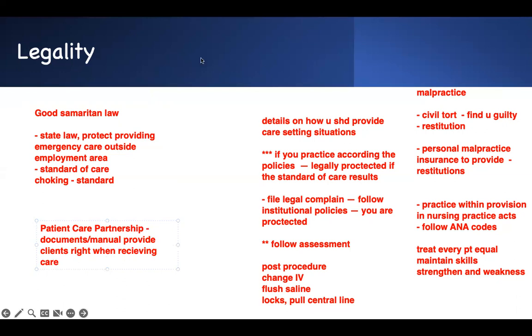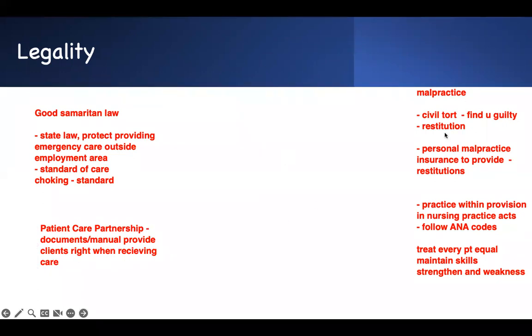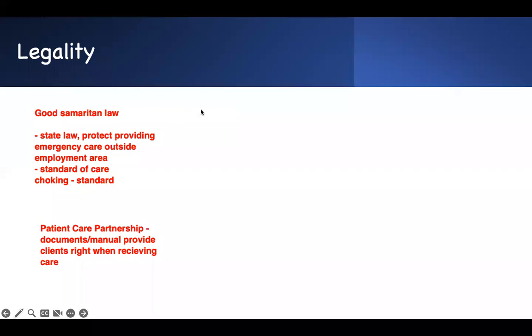Then a few things just to understand about ethics. Remember, the code of ethics is just a guide for your nursing practice. You can have your own, you just have to follow it. It's a guide. They're not forcing you to practice that way, but it provides you the best standard of how to take care of the patient.